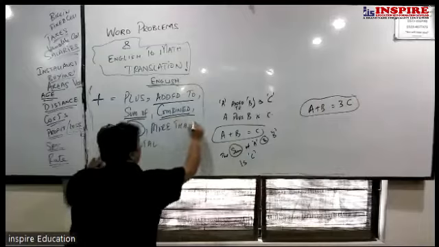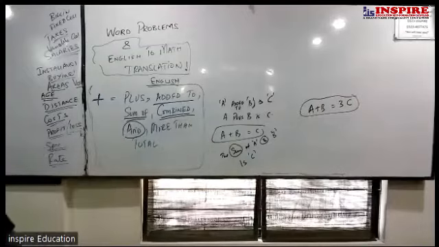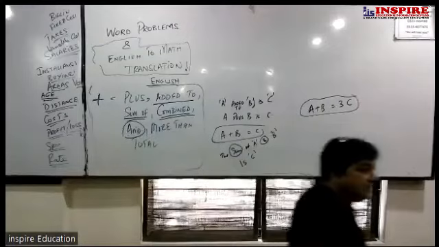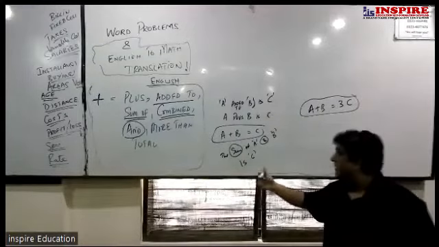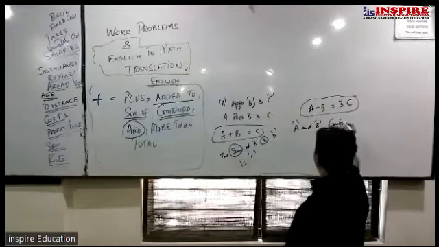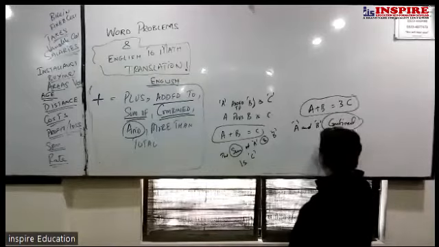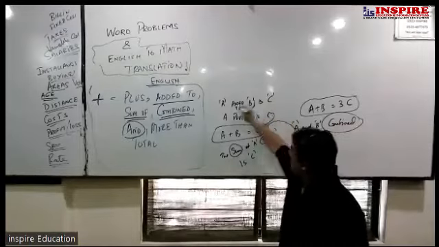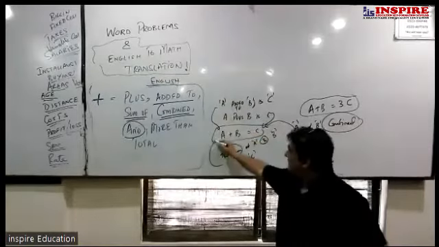Combined. A and B combined is C. A and B combined is, again the same thing. The English word combined. A and B combined is C. Again the same equation.